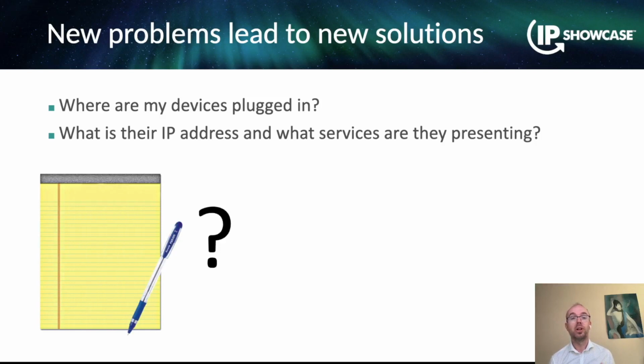And of course, the go-to solution is just a sheet of paper and a pen. You note on the sheet of paper the addresses of the devices you care about and the port numbers of the different services they expose. But unfortunately, those IP addresses can change. And if you look at how the device is plugged to the network, it can change as well. So what can we do?